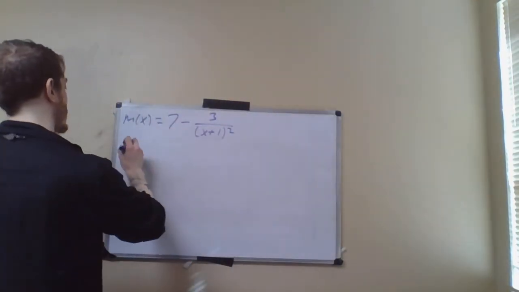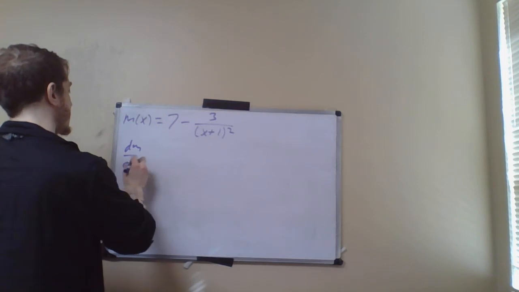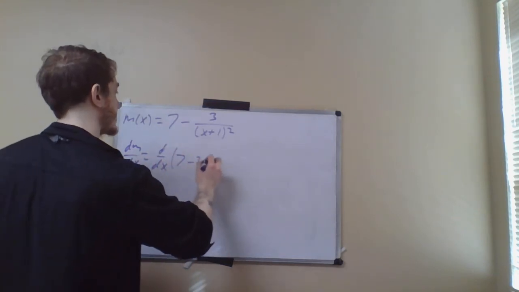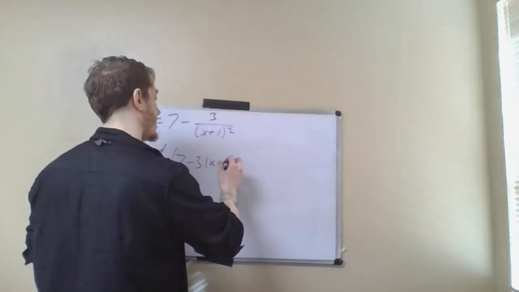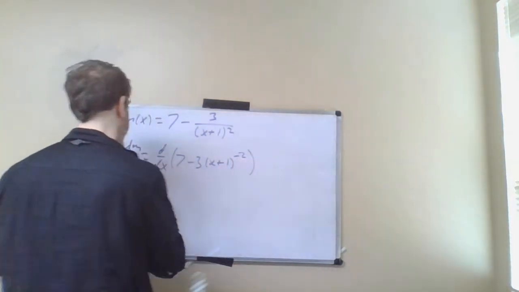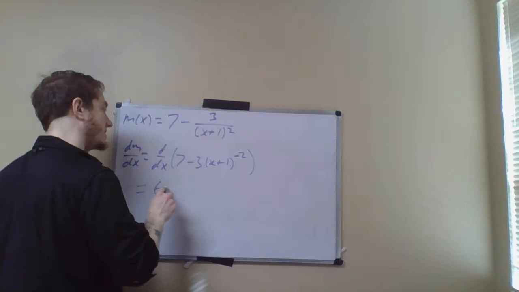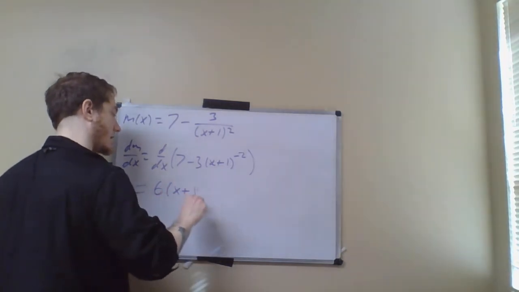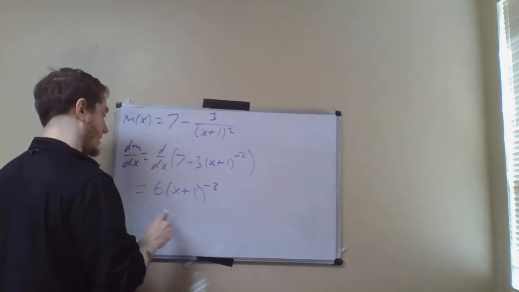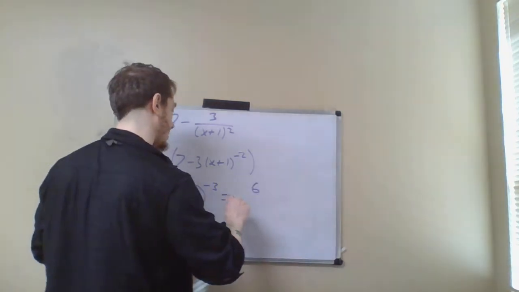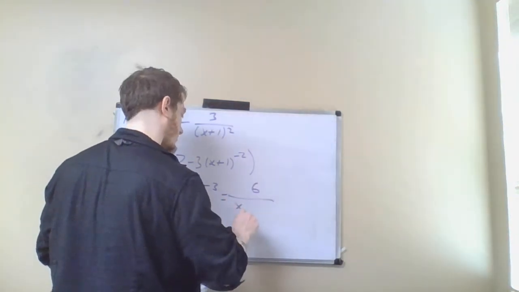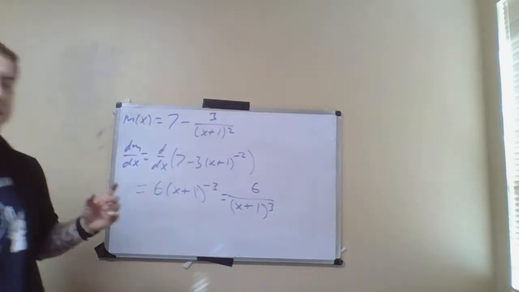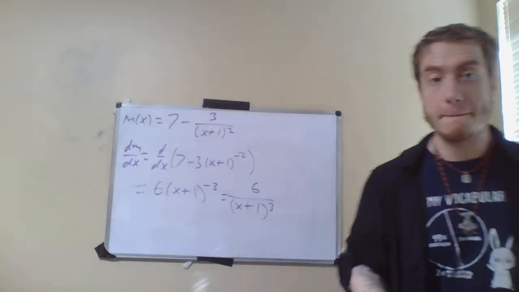This is what we want to do. So then dm dx is the derivative of 7 minus 3 times x plus 1 to the minus 2. That is going to be positive 6 times x plus 1 to the minus 3, which is 6 over x plus 1 cubed. So that is our density function for this rod.